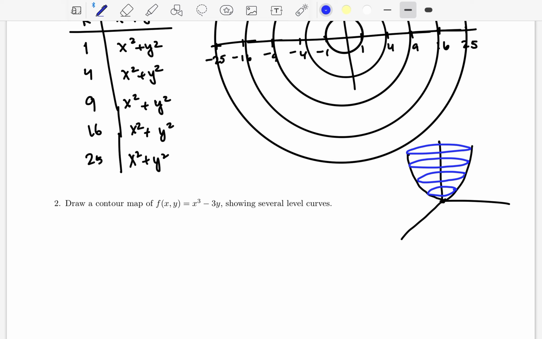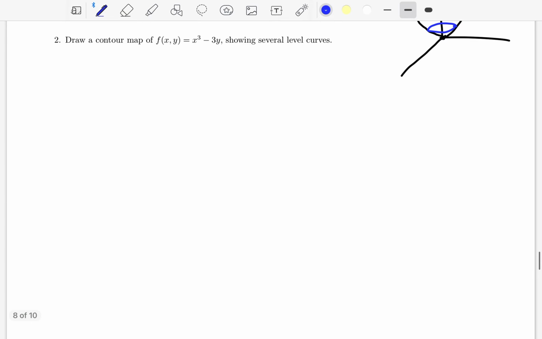Okay? Perfect. Example number 2, we have draw a contour map of f of xy equals x cubed minus 3y. Again, we're not drawing the three-dimensional surface, we are drawing level curves. That's what a contour map is. So step 1, think about this like k is equal to x cubed minus 3y, okay, minus 3y.